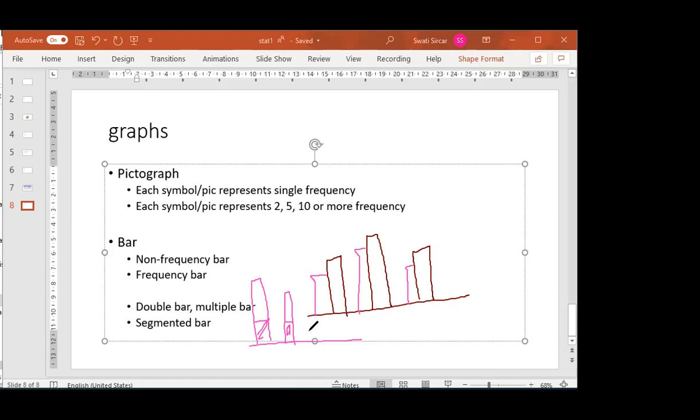Okay, now after this bar, you can talk about the stick, and then comes the histogram, for which you have to first get to grouped data and then histogram. Okay, so roughly this pictograph, bar, stick, histogram would be the sequence.